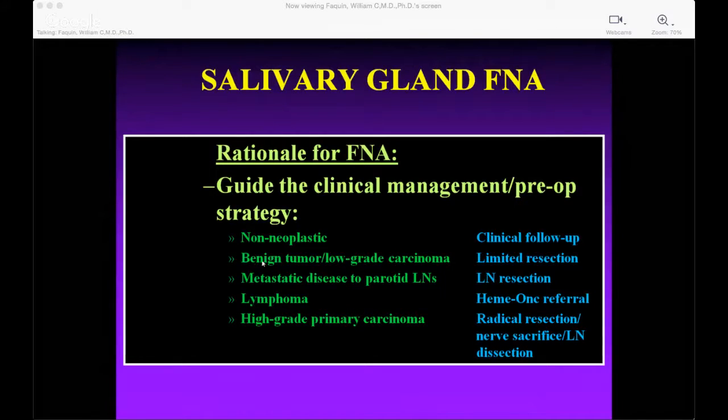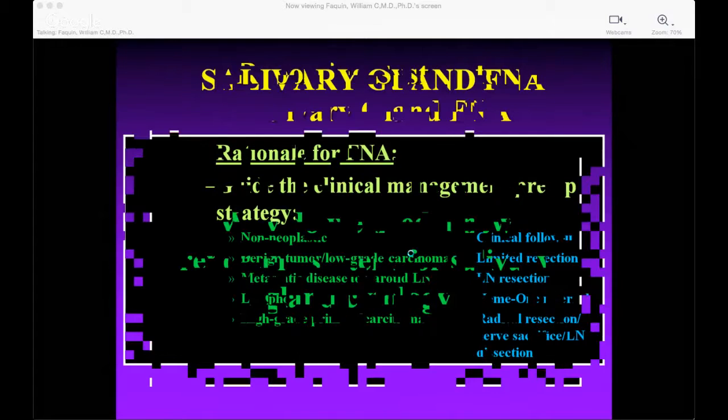So in contrast to this group of benign tumor and low-grade carcinoma, if you make a diagnosis of a high-grade primary carcinoma of the salivary gland, the patient's likely going to have some sort of radical surgical resection that may involve nerve sacrifice if it's in the parotid gland. And likely, in many cases, it will involve some form of lymph node dissection. And so I think you can see here how salivary gland FNA can help to triage patients, help guide the clinical management and develop the pre-op strategy.